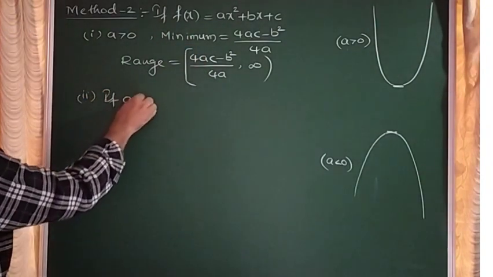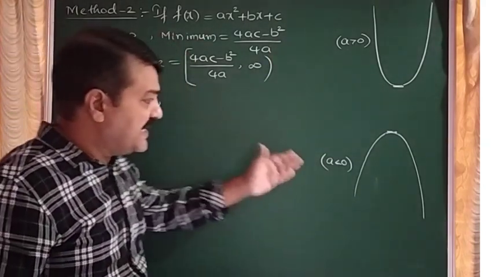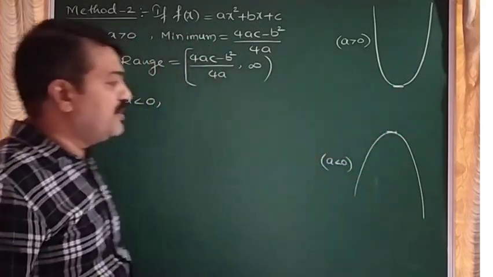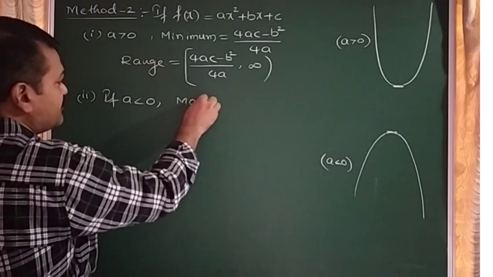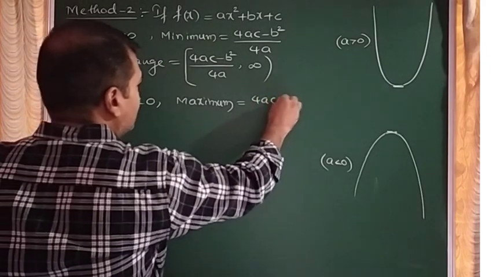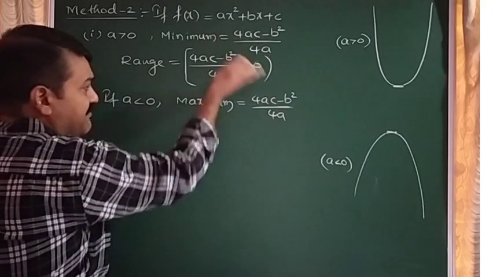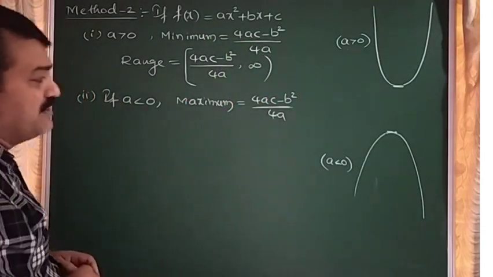So if a is less than 0, or negative, see the graph. When a is negative, the function has a maximum value at this point, but there is no minimum value. So whenever a is negative, the maximum value of the function is (4ac minus b square) by 4a, and the formula is saying there is no minimum value. You have maximum, you don't have minimum.